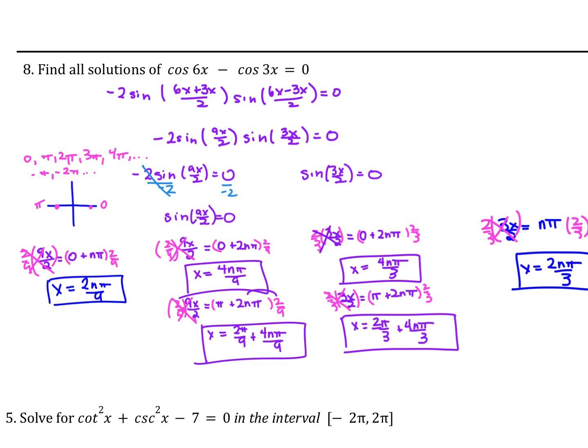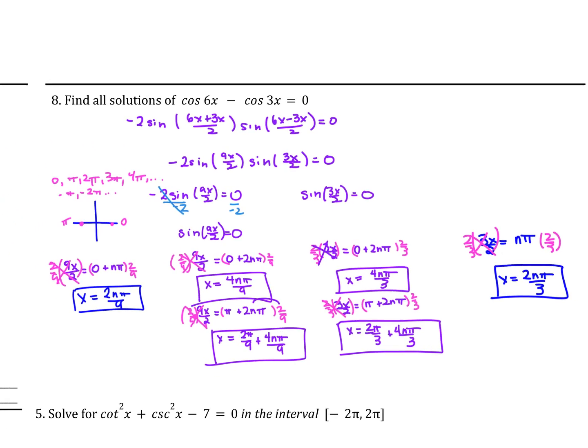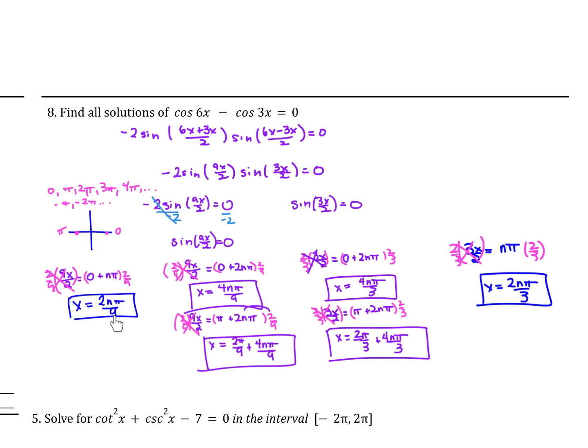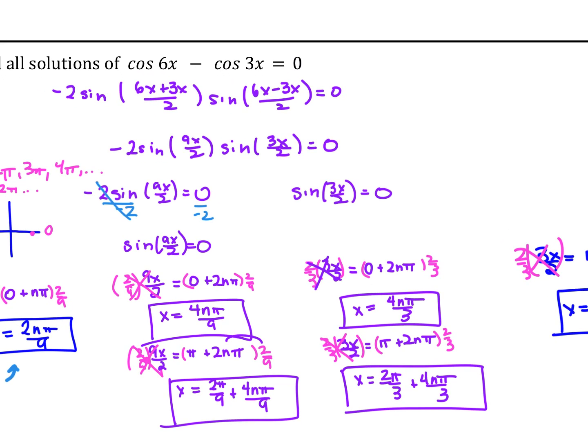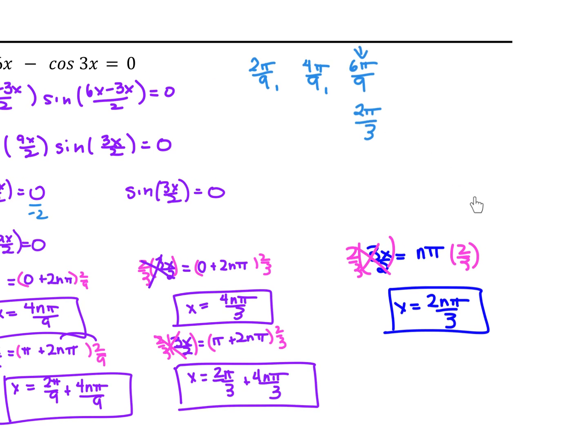Either is okay. One more thing I want to add is that the 2n pi over 9 actually does cover the 2n pi over 3. Just to show you, if we list out our values, starting with 2n pi over 9 and plugging in numbers: if I plug in 1, I get 2 pi over 9. If I plug in 2, I get 4 pi over 9. If I plug in 3, that is 6 pi over 9. And if you reduce this by 3, that is 2 pi over 3, which is what this second answer covers.